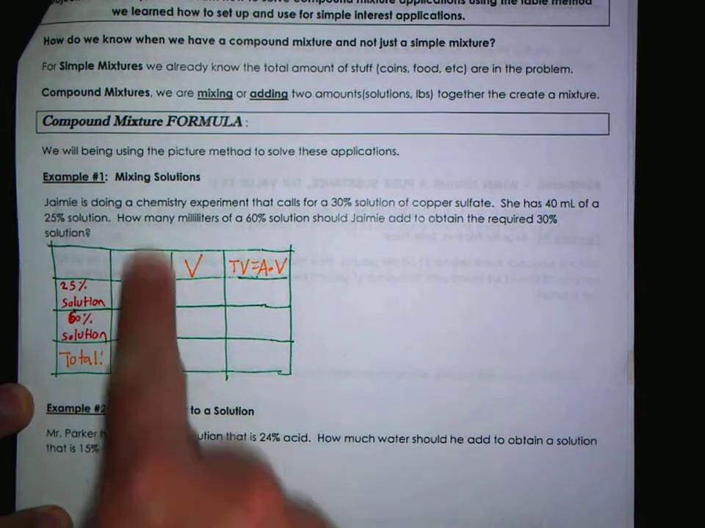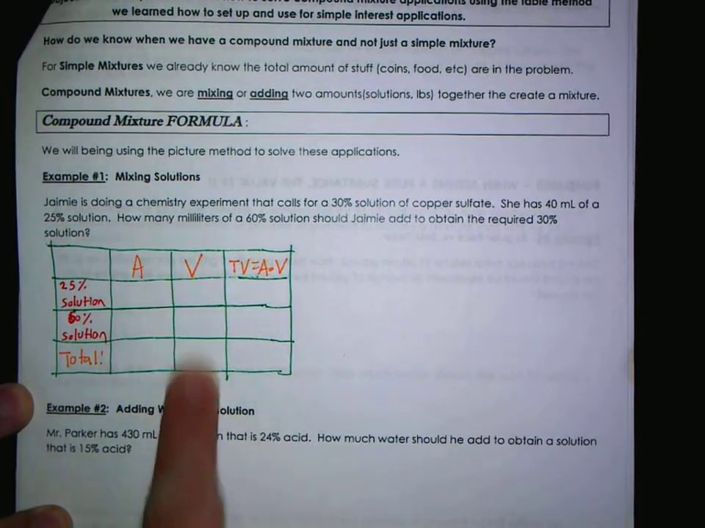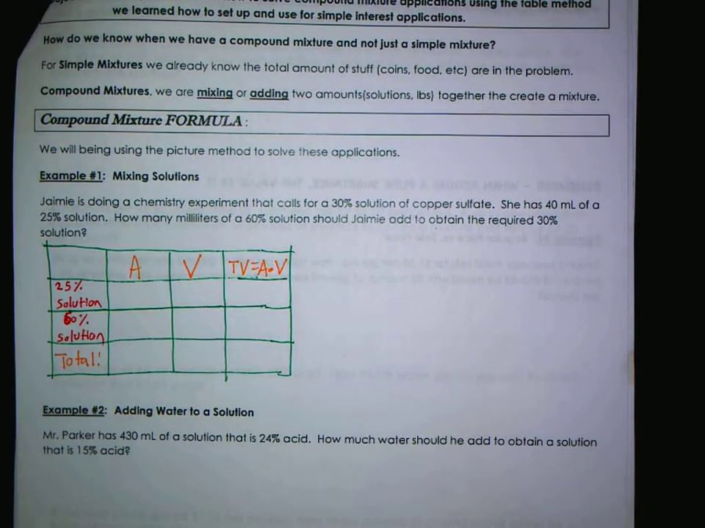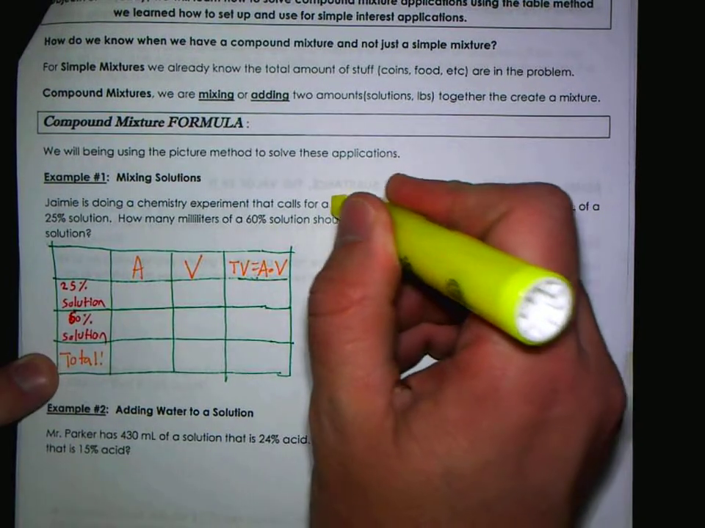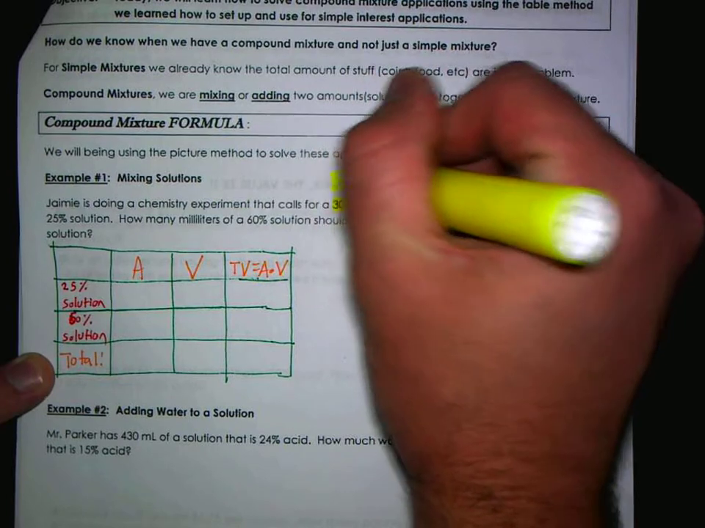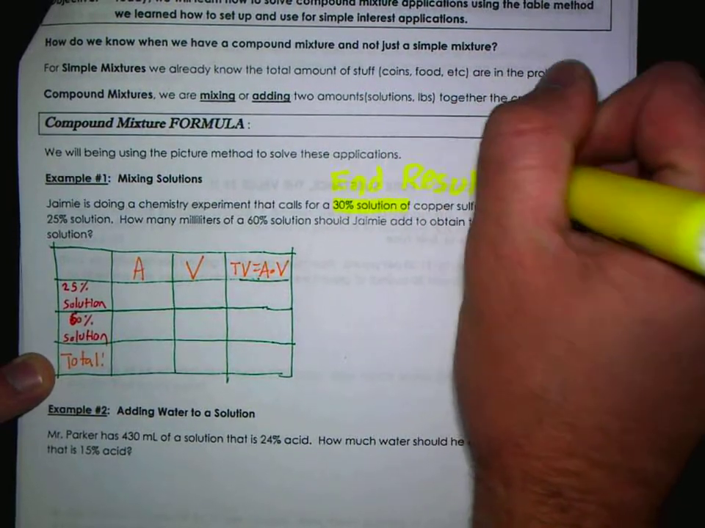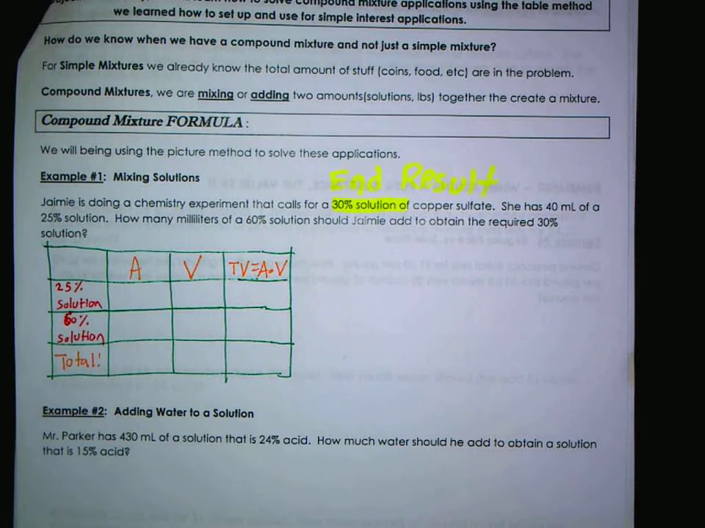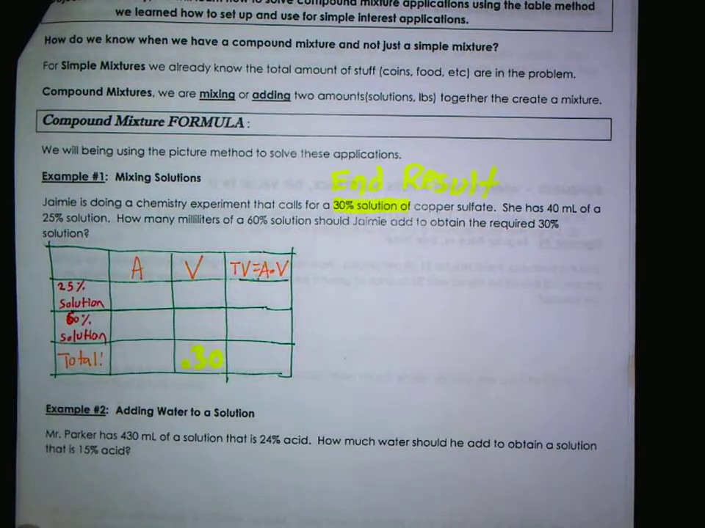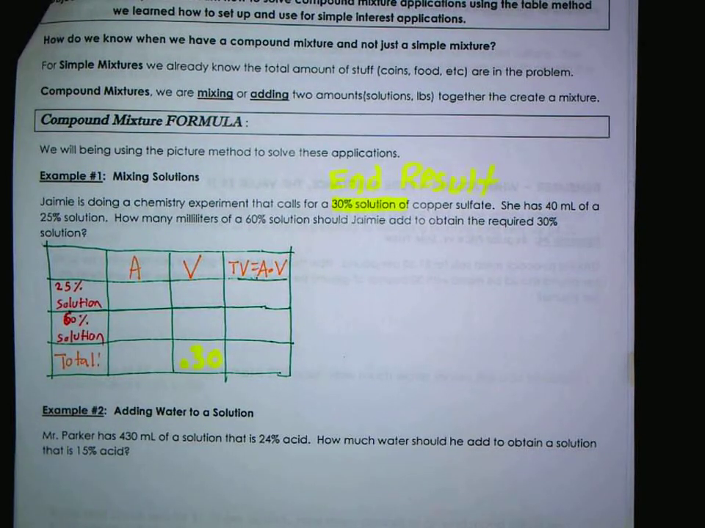This would be how much you put in. This would be the percent solution, and this is our total. So she's trying to get a 30% solution. That's her goal. That's what she wants as her end result, right? She wants 30%. She doesn't want 25%. She doesn't want 60%. She wants 30%. And for the first time, the 30%, we finally fill in this box. 0.30. That's what we want.